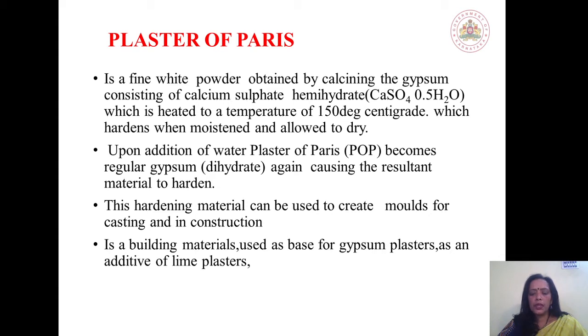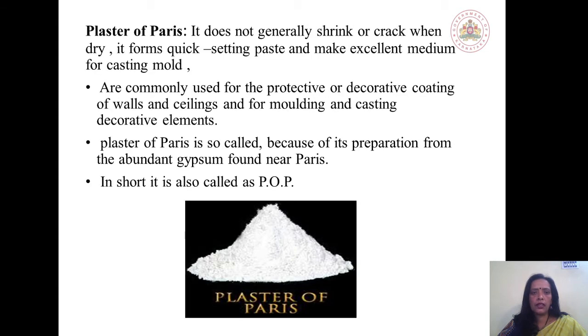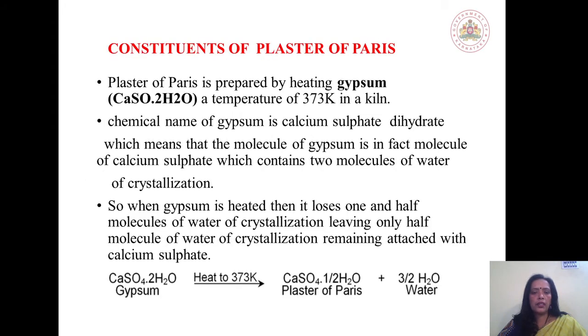So gypsum is the main part of the POP. Then the other classification of POP, the constituents of POP, how do they occur? This gypsum POP is abundantly available, and that is why we call it POP. It is obtained easily from Paris. Gypsum is CaSO4 2 times H2O.